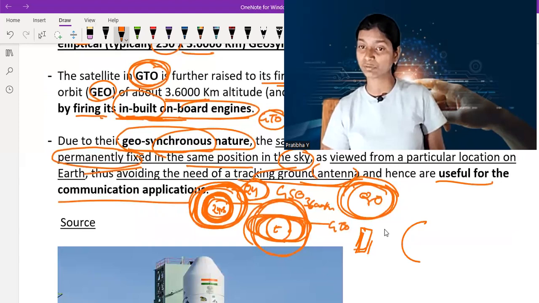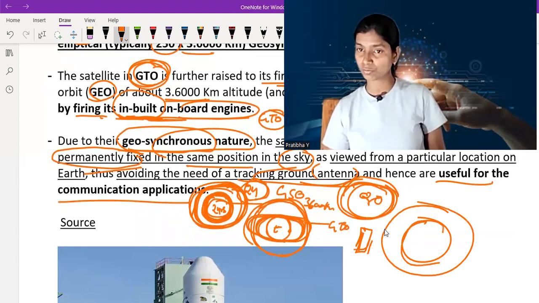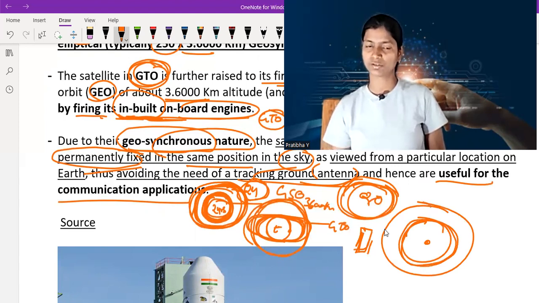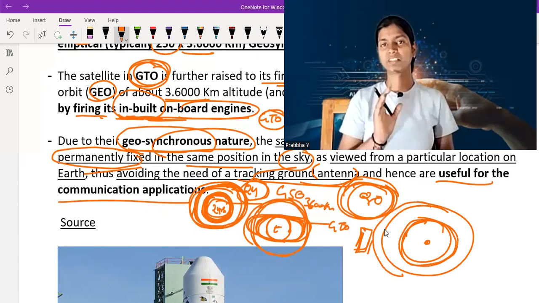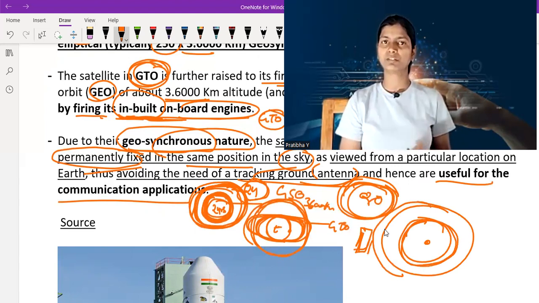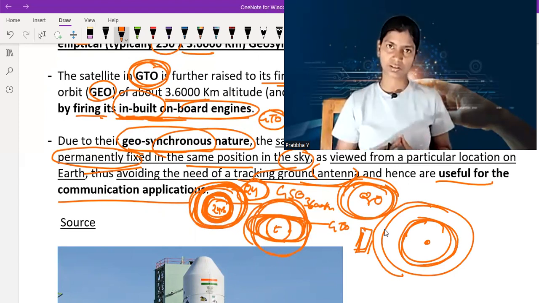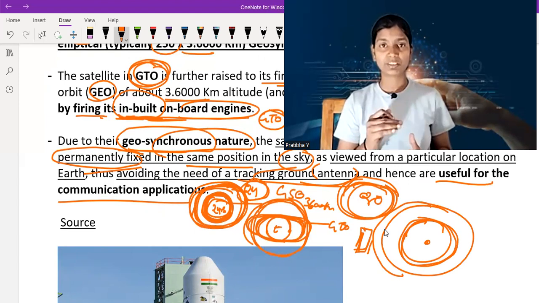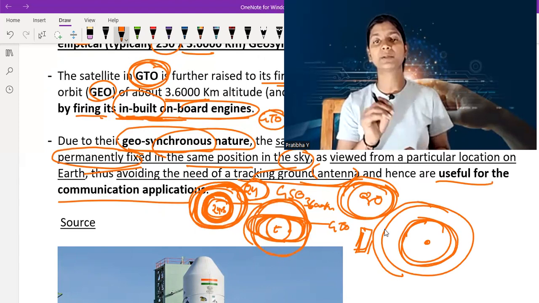Earth takes 24 hours to revolve around its axis, and the satellite also takes 24 hours to revolve around it. This is the importance. And remember, GSLV is for communication satellites, PSLV is for remote sensing and Earth observation satellites. Due to the nature of geosynchronicity, a satellite put in the geosynchronous orbit appears the same from any point on the planet.